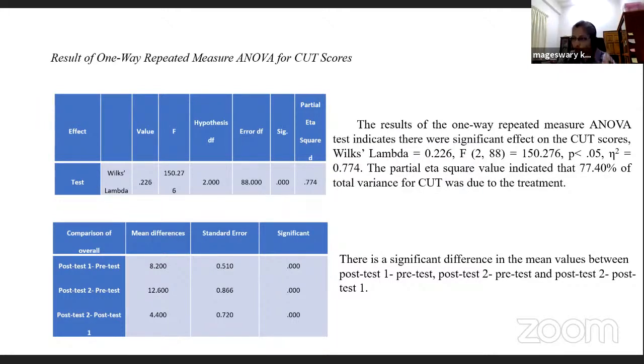Then I continue doing the post hoc. I want to find where the differences are. Post-test 1 and pre-test is significant. Post-test 2 and pre-test also significant. Post-test 2 and post-test 1 also significant. So that means the treatment is a very good treatment. It actually creates a significant difference across.